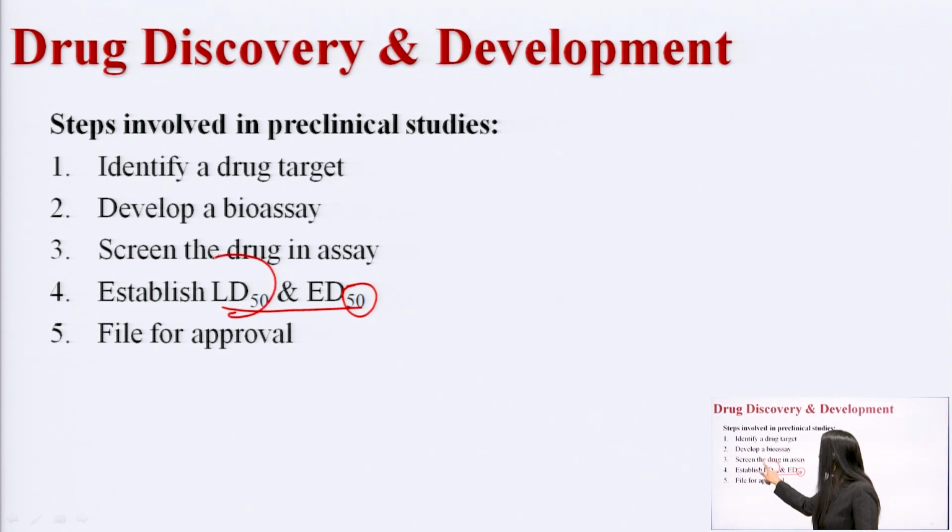and the LD50 represents the lethal dose, which you can call the toxic dose also, in 50% of the population. So, if you are identifying or establishing the LD50 and ED50, it means you are checking the therapeutic index of a drug. By the therapeutic index you can understand whether the drug has a narrow therapeutic index or a wide therapeutic index.